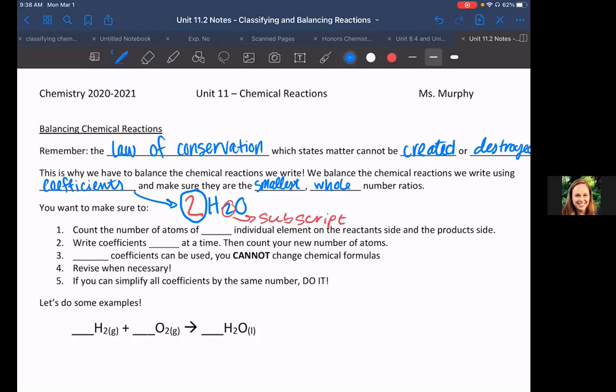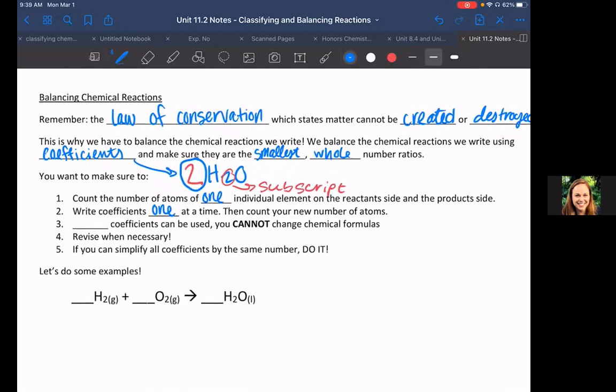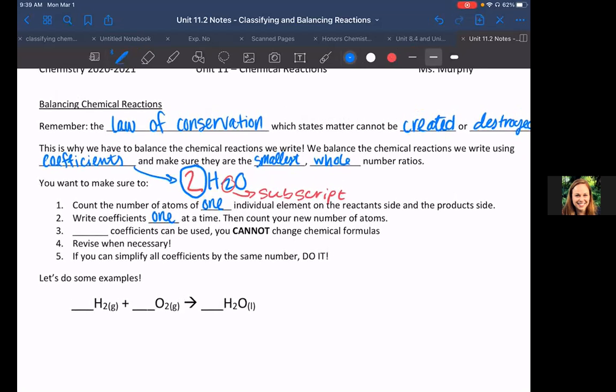And so just going over a few rules on balancing, we count the number of atoms of one individual element on the reactant side, and we count how many there is on the product side. We do this for all elements present on both sides. Then when we start deciding that we want to change quantities, you write coefficients one at a time. Otherwise, things can get too complicated. Then you'll retally the atoms that you changed and carry on. Now, I can't emphasize number 3 enough. We can only use coefficients.